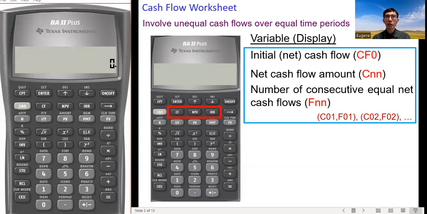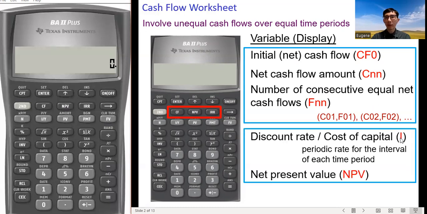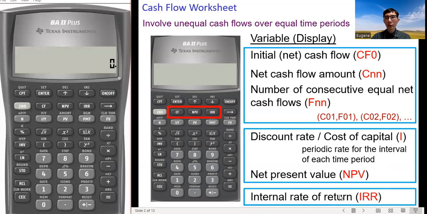Let's get back to the cash flow worksheet. Once the net cash flow amounts are all entered, we can compute the NPV and the IRR. To compute the NPV, we need to enter the variable I, where I corresponds to the discount rate or the cost of capital. This is the periodic rate for the interval of each time period. And then we can compute the net present value NPV. And then for the internal rate of return, we simply press the IRR button.